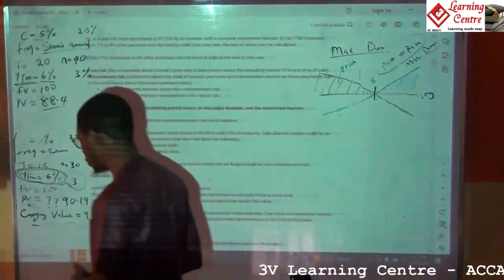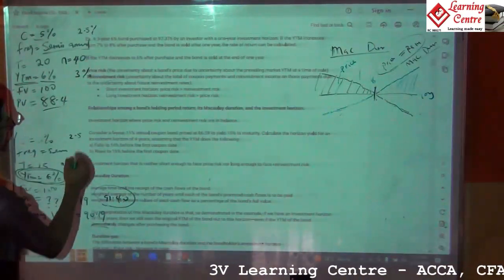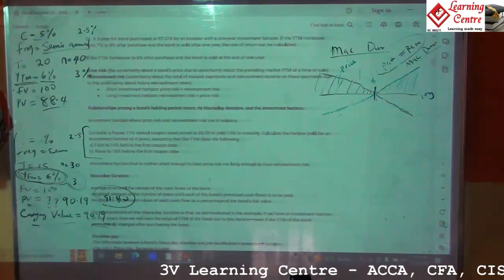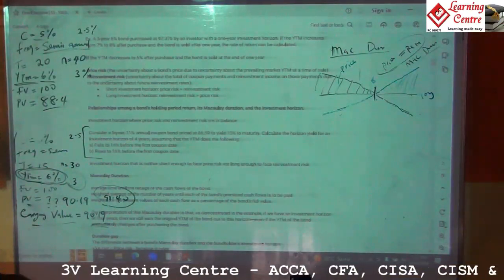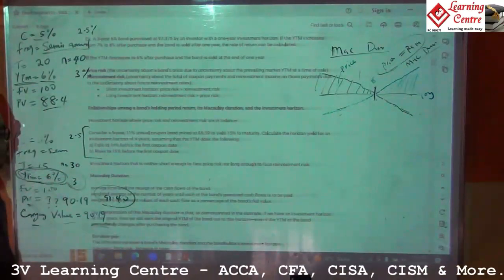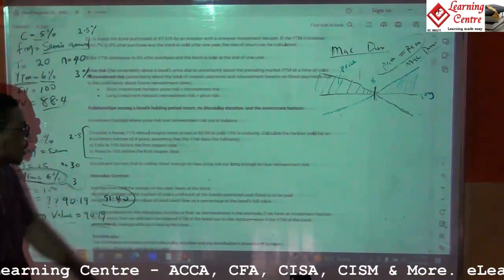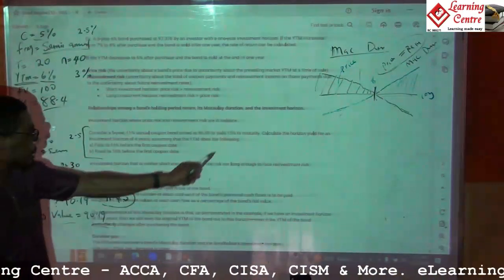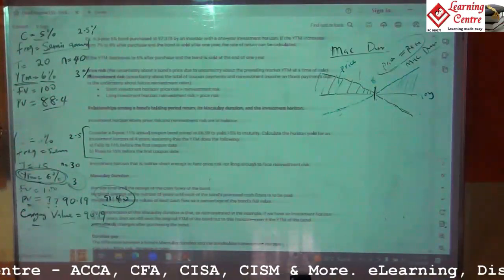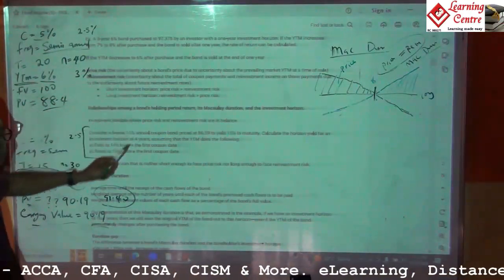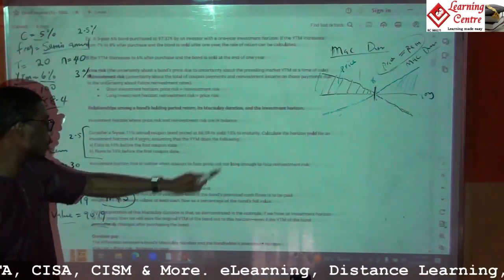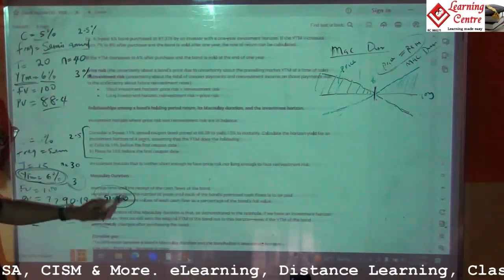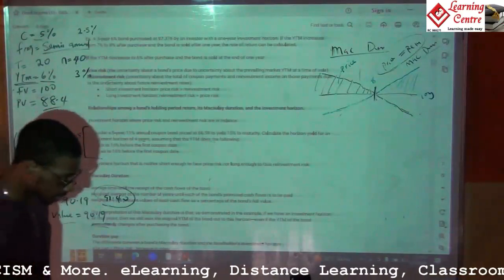Now I want us to get engaged. Let's work this scenario out. Consider a 5-year annual bond priced at 86.59, with a yield of 15%. Calculate the horizon yield for an investment horizon of 4 years, assuming the bond does the following.